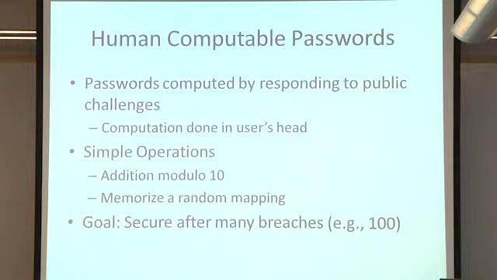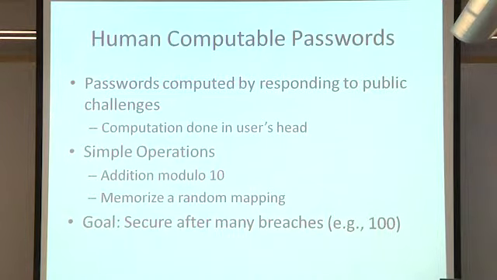OK, so human computable passwords. We're developing a scheme in which passwords are computed by responding to public challenges. I want to stress that the rules of the game are that all of these computations are done inside the user's head. So we're not relying on a trusted computer to do computations for us. We're relying on schemes that you can compute inside your head without assistance from a calculator or a trusted computer. Because we're relying on calculations that can be done inside our head, we really need to restrict the space of functions that we look at.